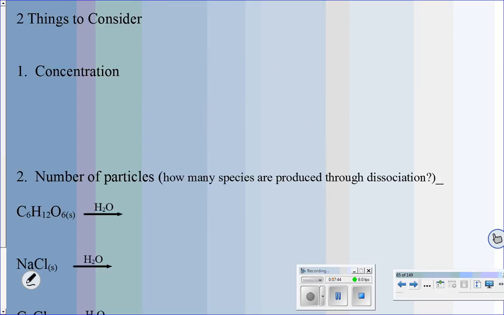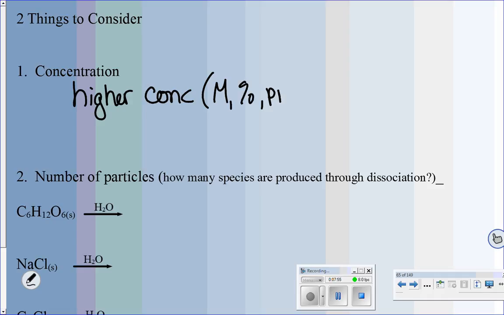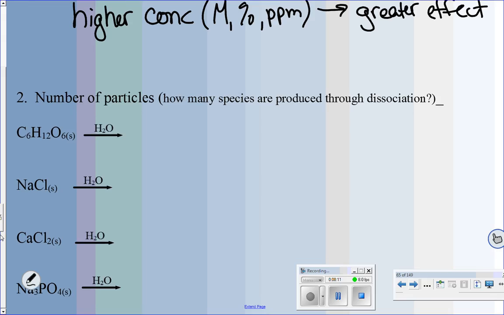There are two things to consider. Concentration. If we have a higher concentration of salt, so that could include molarity, percent, parts per million, whatever, a higher concentration of a salt will produce a greater effect. So an even higher boiling point and even lower freezing point. However, there is a limitation to that. For our purposes, higher concentration, greater the effect. Way higher boiling point, way lower freezing point.